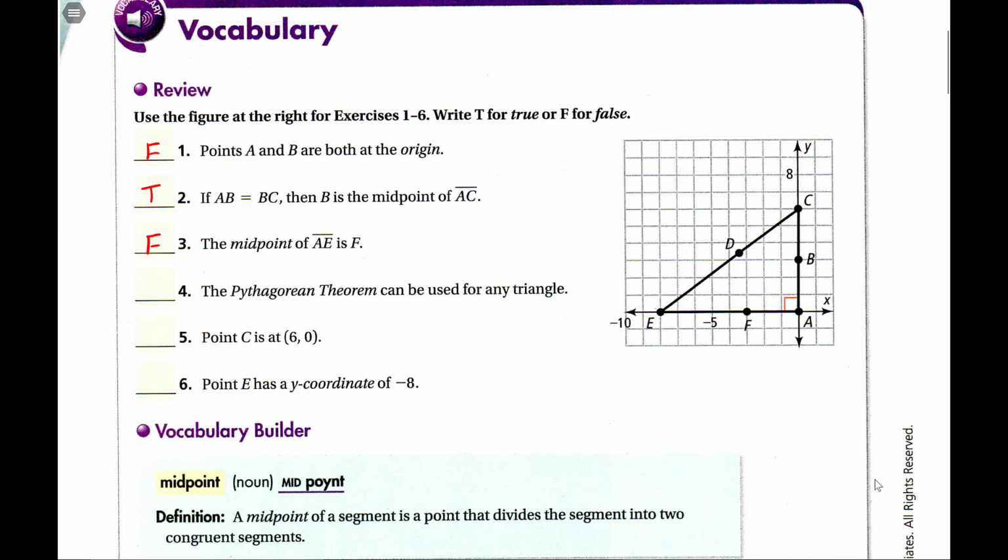Number 4, the Pythagorean theorem can be used for any triangle. The key word there is any. We know that to be false because the Pythagorean theorem only applies to right triangles.